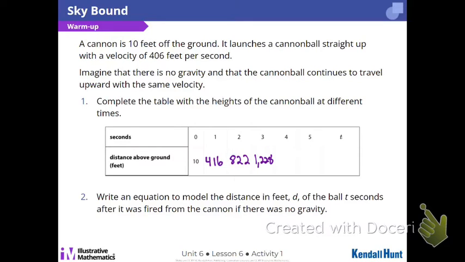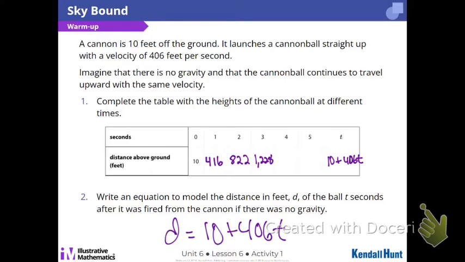Someone help me out with the equation. I guess that's an expression technically for t. Yeah, Olivia. 10 plus 406. So that means our equation of distance is 10 plus 406t.